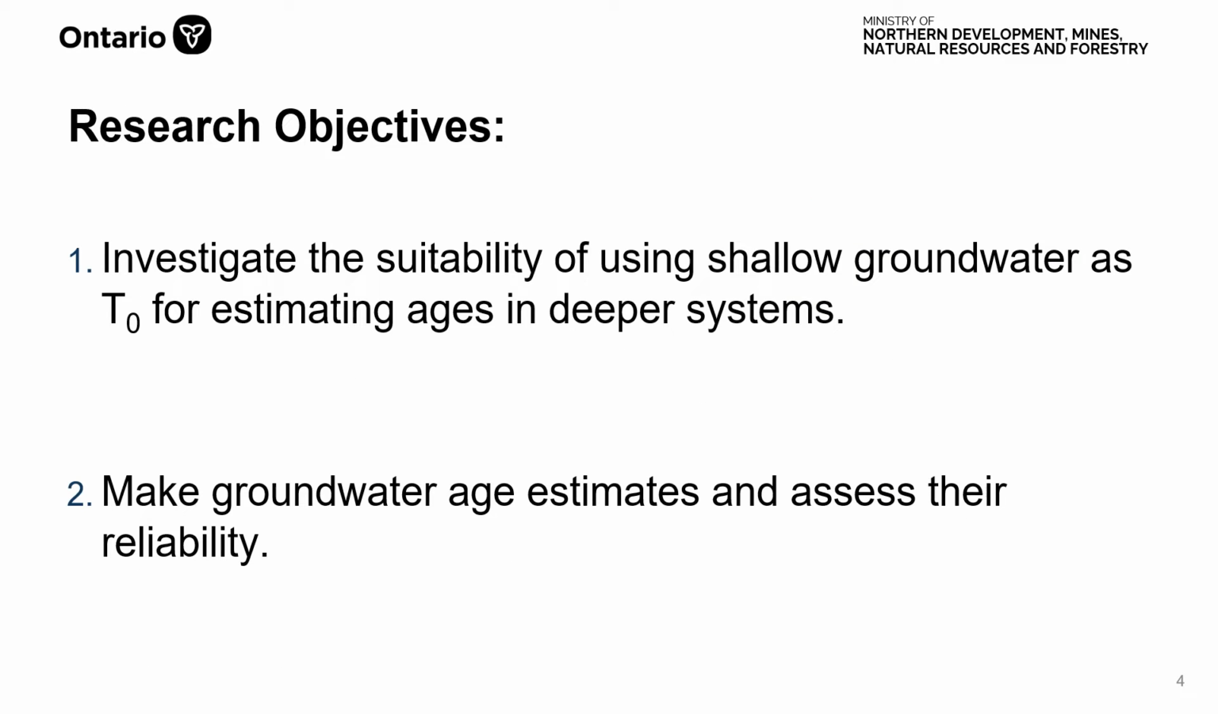So our research objectives are to investigate the suitability of using shallow groundwater as a T-naught for estimating groundwater ages in deeper systems. So to use shallow groundwater instead of precipitation. And then finally to just make some groundwater age estimates and assess how reliable they are using this method.